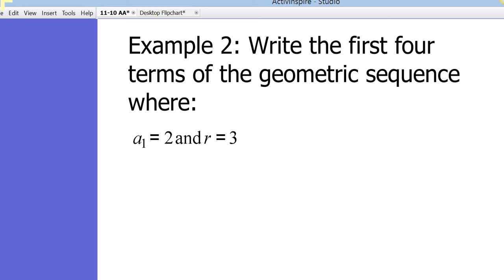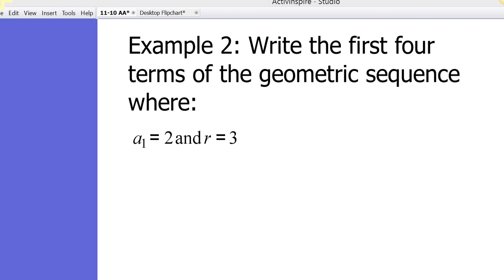Y'all got them? 18, 30, and 54, and 160. What, 54? Yes, sir. And 162. 162. Okay, good. Alright.